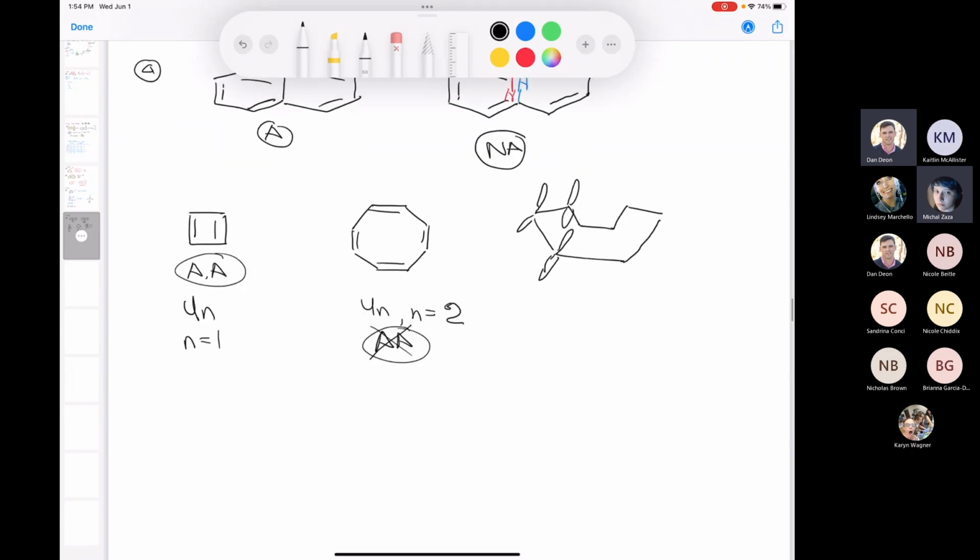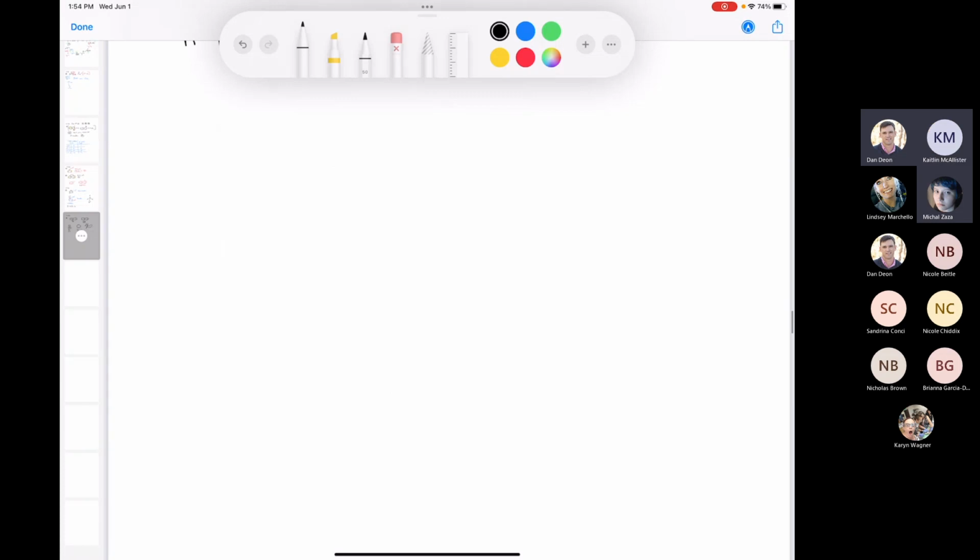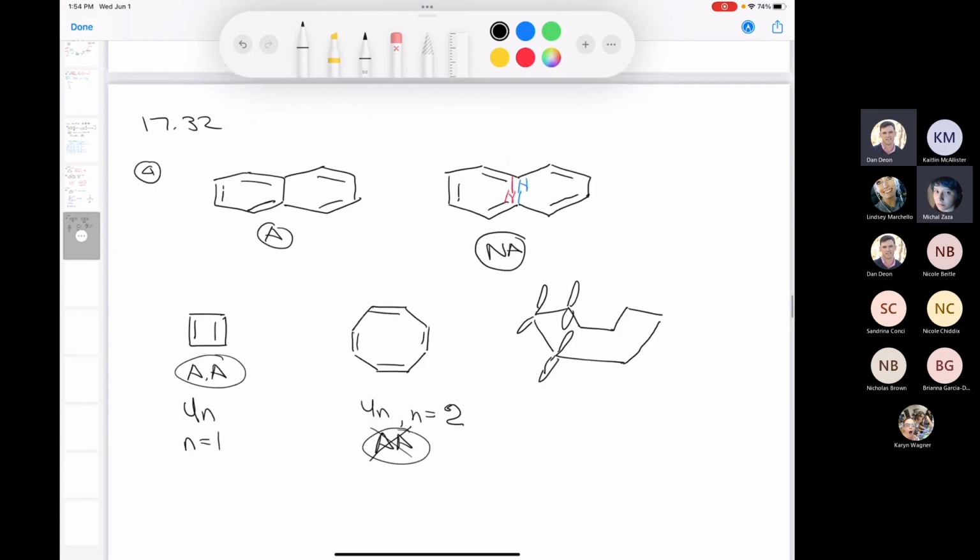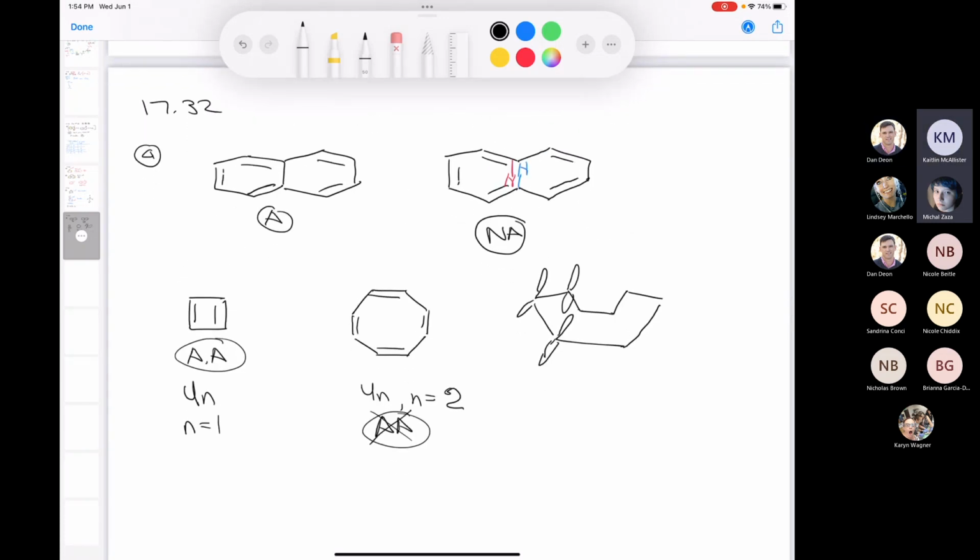Why don't we look at one more example that I think is a good one? Go ahead. So how are we supposed to be able to look at some compound like that and know, for example, that it adopts the tub shape?